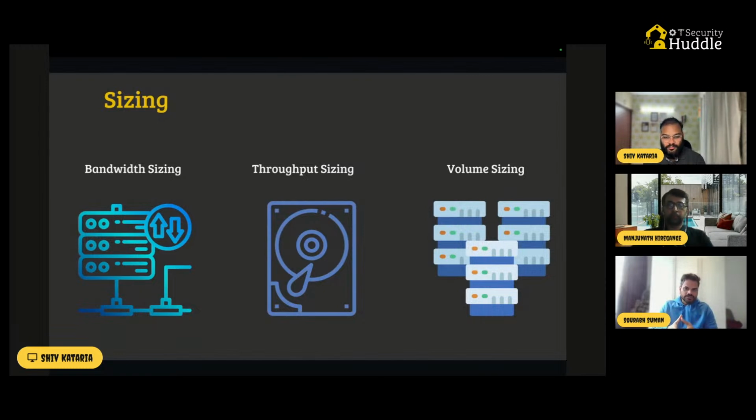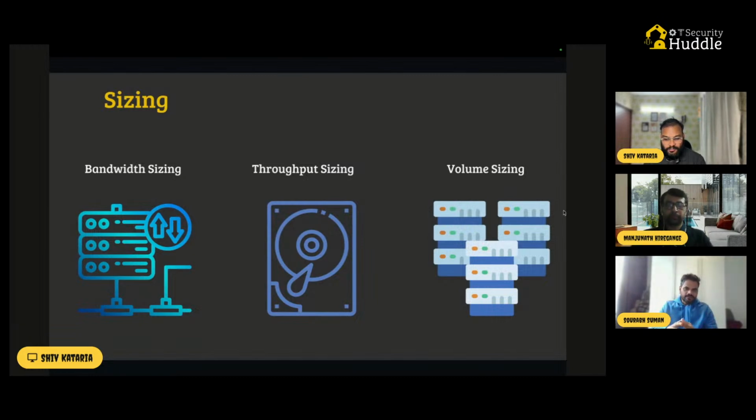Then throughput sizing. It means on the SOC screen, how fast you want the data: near real time, or a little bit of delay is also okay. Just this decision can make a very big difference. Throughput sizing also depends on how much budget you have and how much data you want to retain, like the same data for 3 years, or just for 90 days. We have one example also, we'll see what difference it can make.